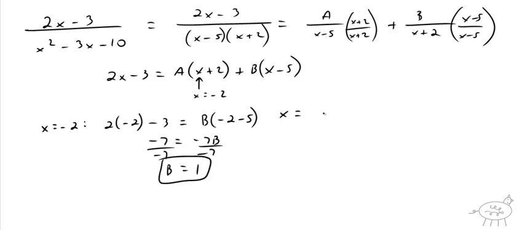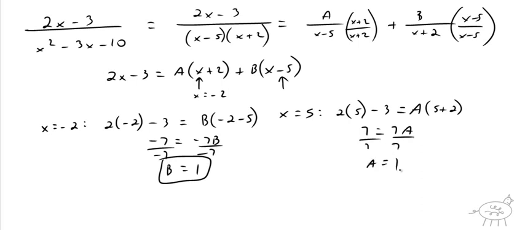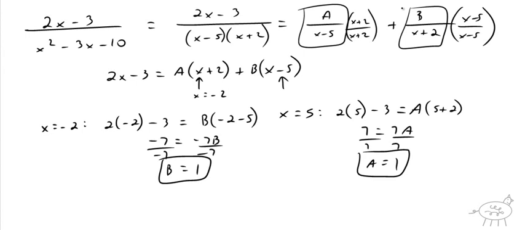Okay, let's do x equal to, we want to get rid of the b, so we need x equal to 5. So we're going to go 2 times 5 minus 3 equals a times 5 plus 2. Again, the b is canceled out, so we don't have to worry about that. Okay, so we get 10 minus 3 is 7, and we get 7a equals 7, divided by 7, a equals 1. Okay, that's sweet. So here it is. That's what we're putting in here, right? So it's going to be 1 over x minus 5 plus 1 over x plus 2.